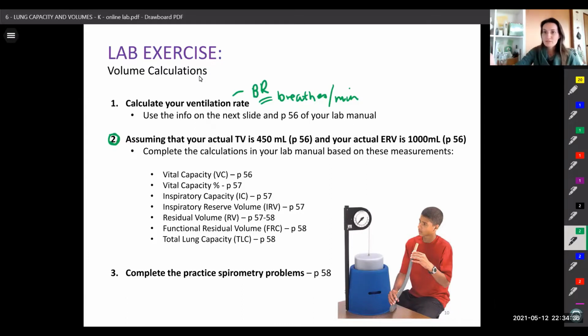Then where we actually start in the lab manual is with the tidal volume measurement. And since you don't have a spirometer handy at home to take this measurement, we're asking you to use this value for tidal volume. So 450 milliliters is going to be the volume that is used.